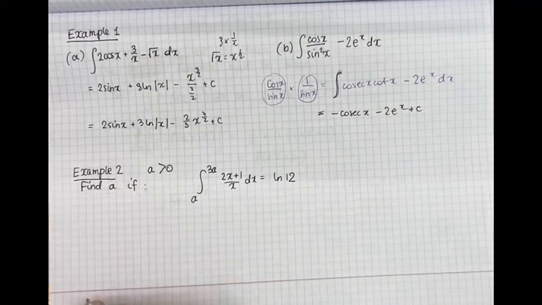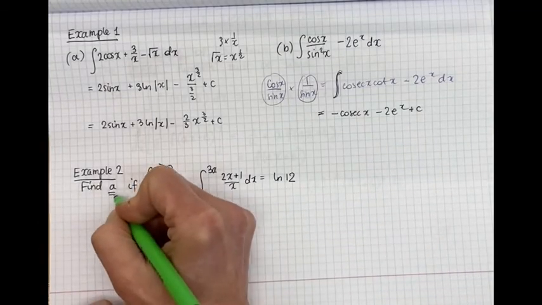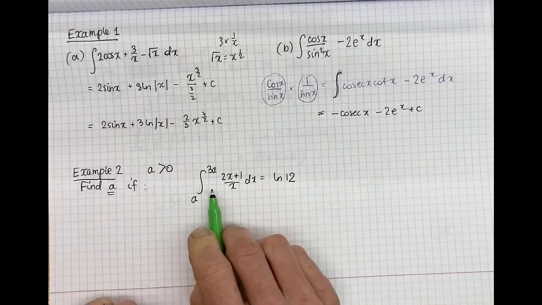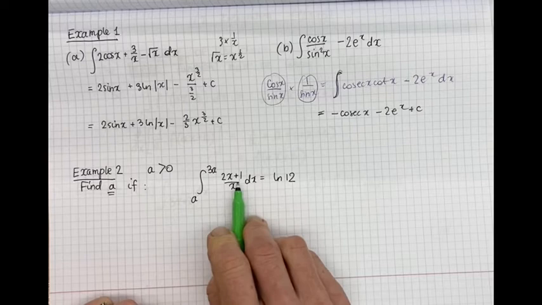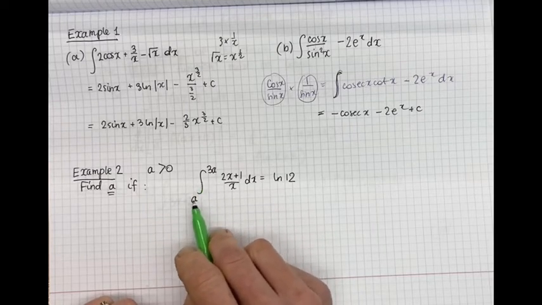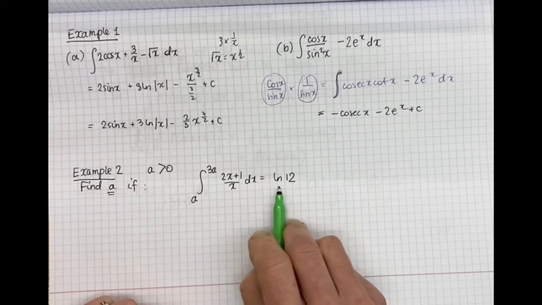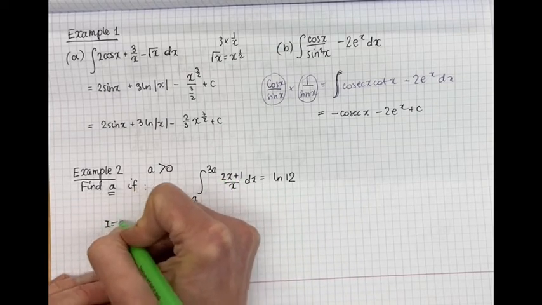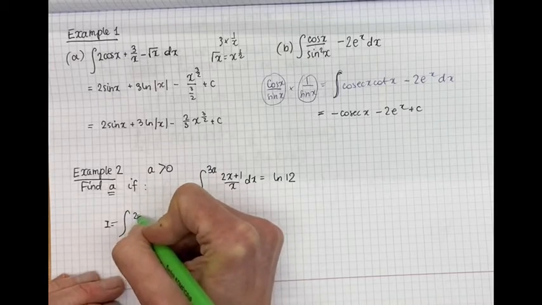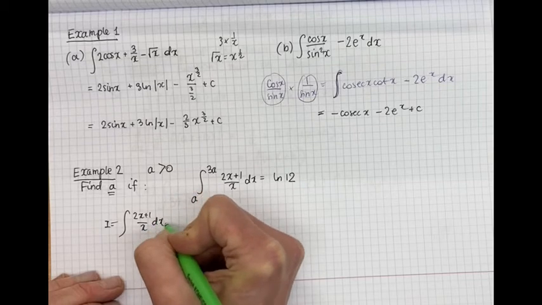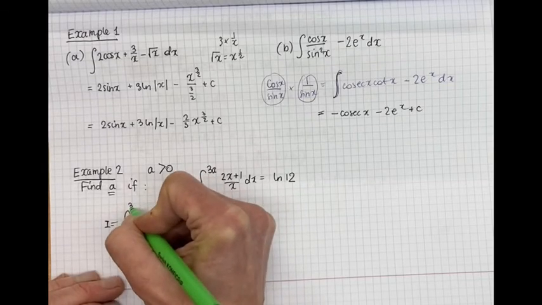Okay, in example 2, we've got to find the value of a. A is a positive constant. If the integral of 2x plus 1 over x defined between the limits a and 3a is equal to ln 12. So we're going to integrate first of all 2x plus 1 over x between the limits a and 3a.